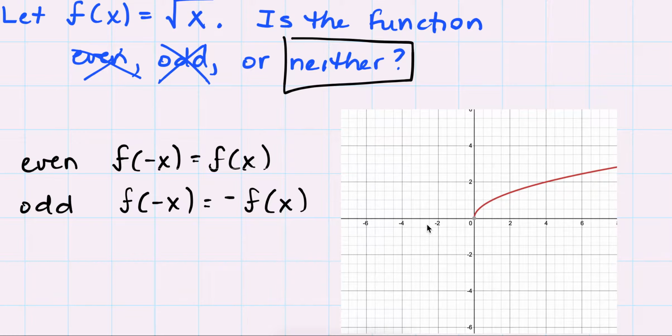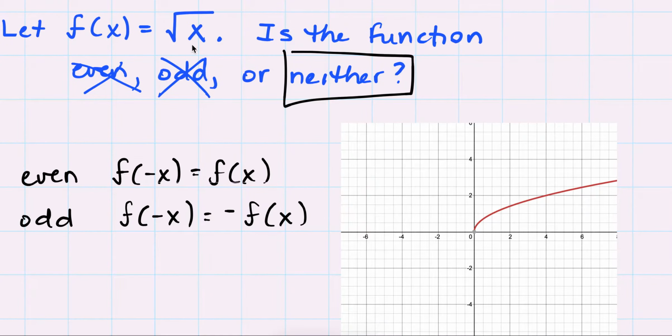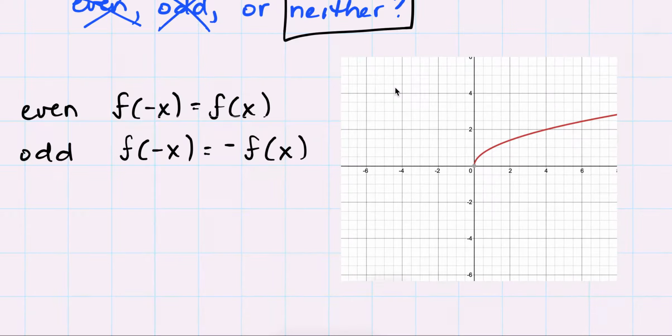Because we can't put negatives in the square root, we can't even follow this definition, because remember the definition says for every number x in your domain, its negative also has to be in the domain. Well, 1's in the domain, but not negative 1. You can't take the square root of a negative 1. So because you can't put the negatives in the square root, you can't plug it into the function, so you can't even check these two. So that's why it's not even or odd algebraically, just by looking at the graph. So it's neither even nor odd.